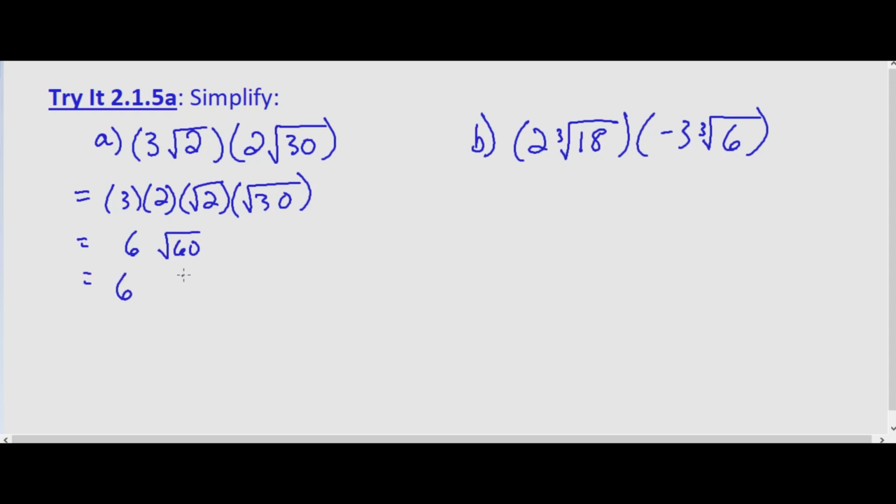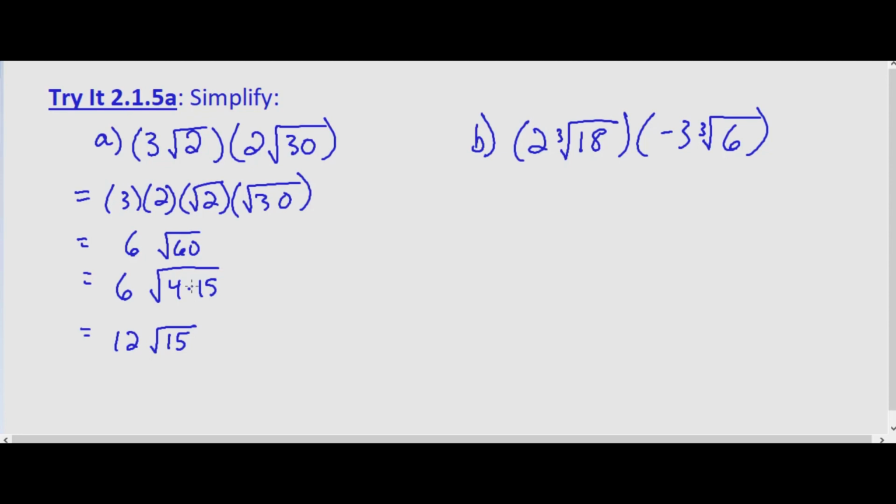This ends up being 6 times the square root of 4 times 15. Square root of 4 is 2. 6 times 2 is 12. And we're left with the square root of 15. No perfect squares left in there. So simplified, this is 12 times the square root of 15.